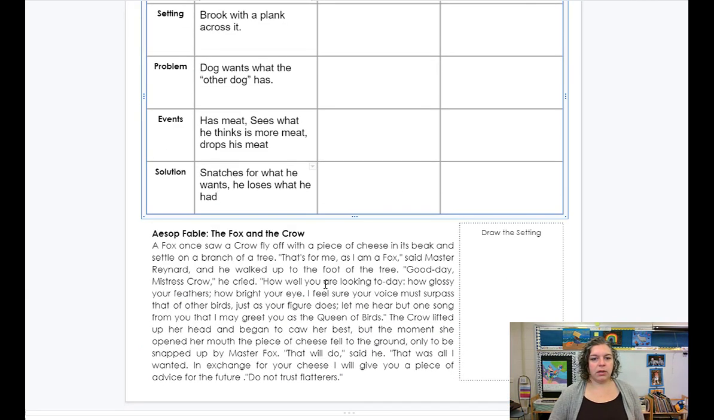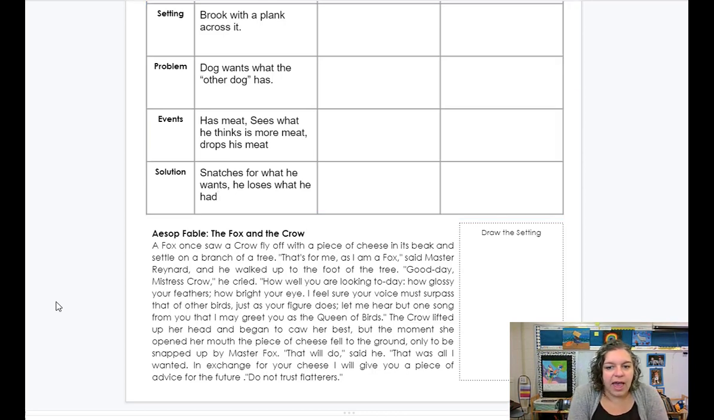So down here, another Aesop's Fable, The Fox and the Crow. A fox once saw a crow fly off with a piece of cheese in his beak and settle on a branch in a tree. "That's for me, as I am a fox," said Master Renard, and he walked up to the foot of the tree. "Good day, Mistress Crow," he cried. "How well you are looking today! How glossy your feathers! How bright your eye! I feel sure that your voice must surpass that of all other birds, just as your figure does. Let me hear but one song from you that I may greet you as the queen of the birds."